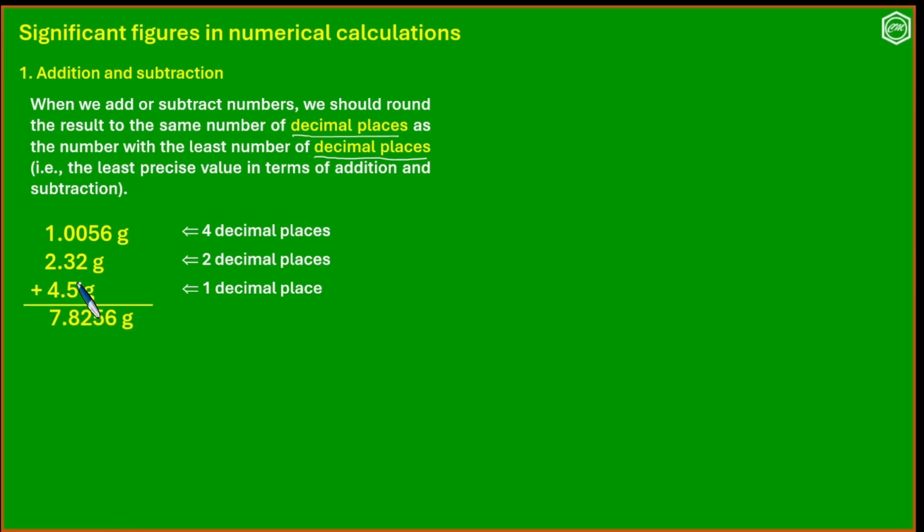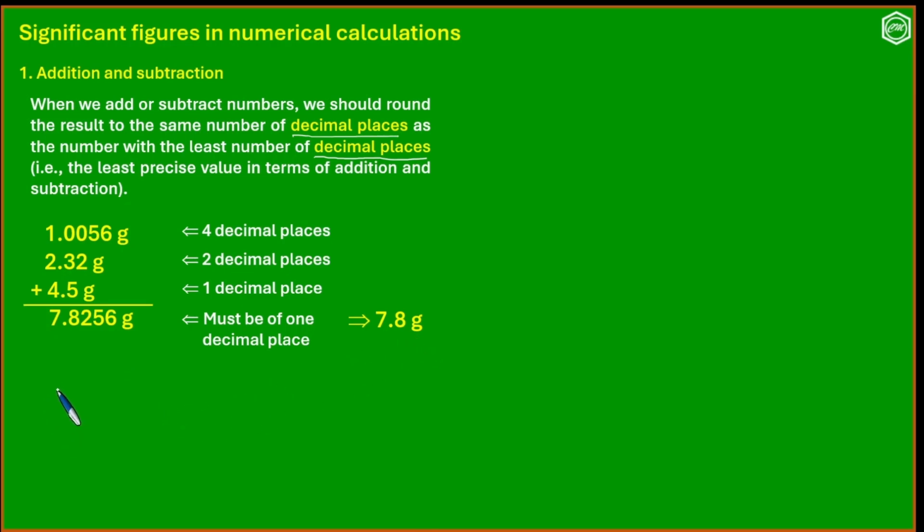Now we have to consider the least precise value, that is having the least number of decimal places. So the result should be in one decimal place. The last digit to be retained is 8 and the digit to be dropped is 2. So the last digit remains the same. Final value should be 7.8 gram.